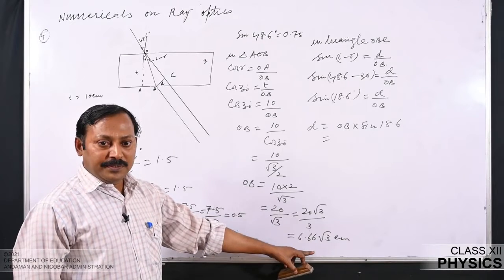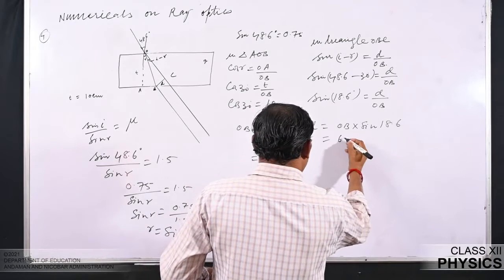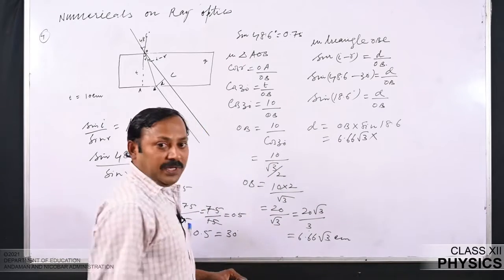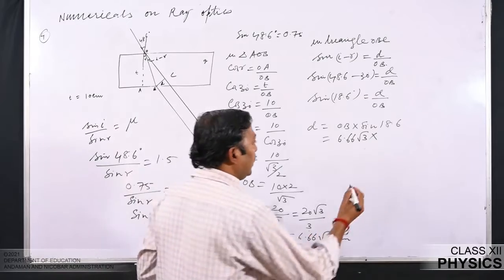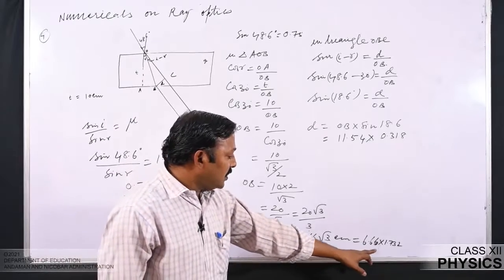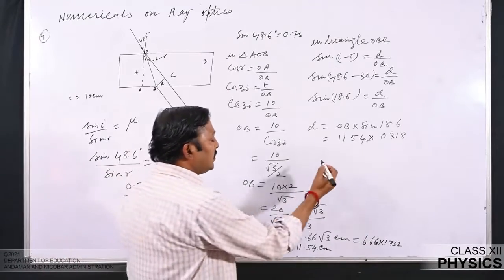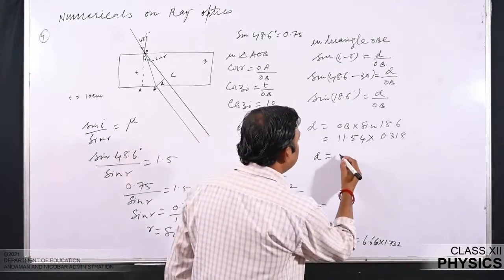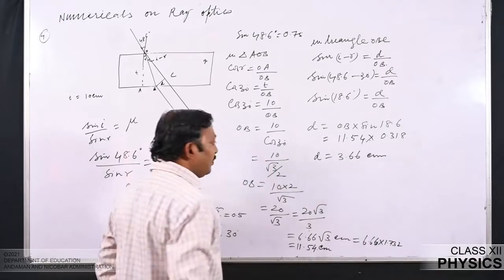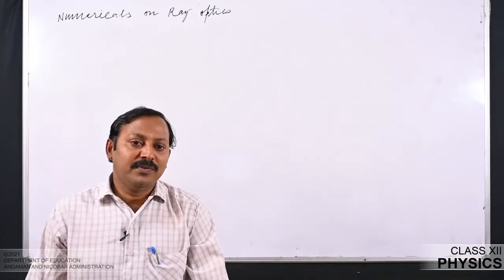The value of OB is 6.66 root 3. We will substitute here. On substitution, it gives 6.66 root 3 multiplied by sin 18.6, which is given in the question. Sin 18.6 is 0.318. We calculated the value of OB, which is 6.66 into 1.732. Multiplication of these two gives 11.54. After multiplication of these terms, we get D is equal to 3.66 centimeter. So the lateral shift produced in this question comes out to be 3.66. Now we have a next question here.